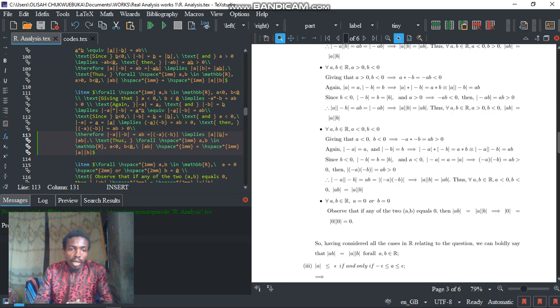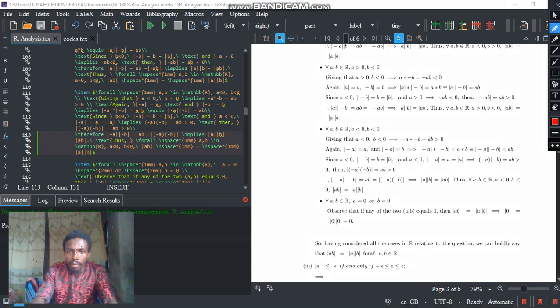So with none other left to consider, we can be able to stand and say that the absolute value of A, absolute value of B equals absolute value of AB for all A, B in R. Yeah, we can actually say that because we have considered all the cases left to consider. All right.